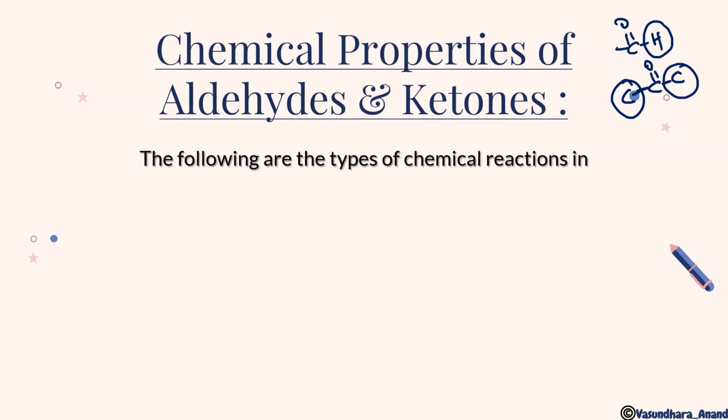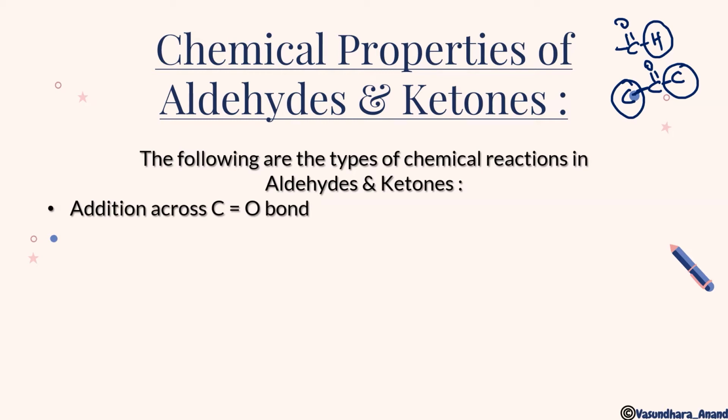The following are the types of chemical reactions in aldehydes and ketones. The first one is addition across the C=O bond. Since C=O is polar, this bond will shift to this side and generate a positive charge over here, and here a negative charge. So there will be addition. For any reagent, the positive part will attach to the oxygen having the negative charge, and the negative part of that reagent will attach to the carbon.